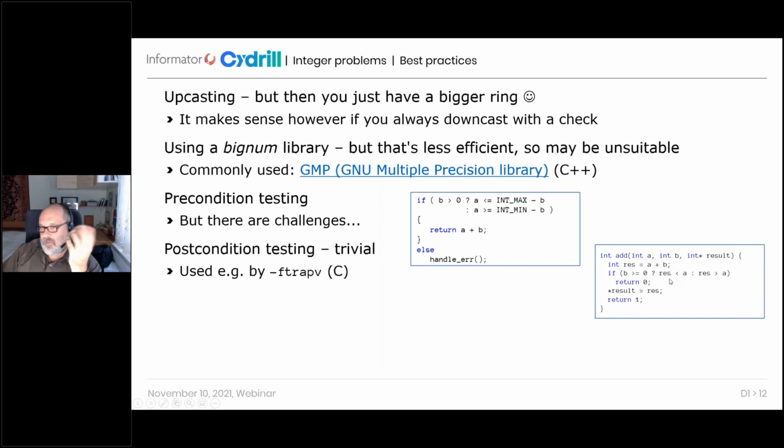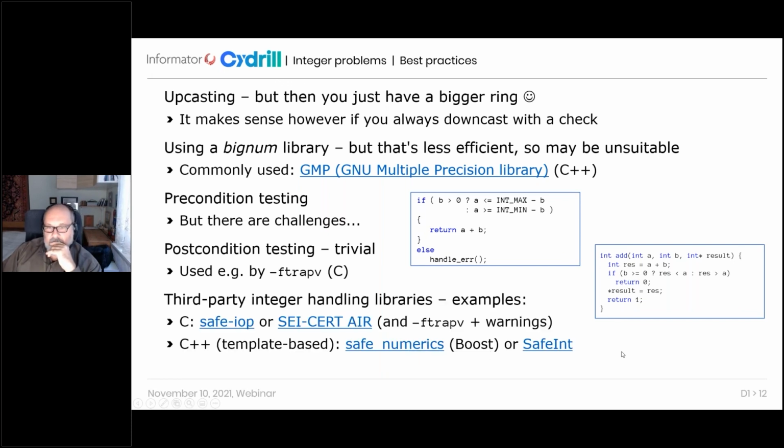So if for a positive b, a plus b is not bigger than a, then we detect that we cross the red line. It's so simple. If b is negative, then a plus b should be smaller than a. If it is not, we cross the red line. So basically, this is something we can easily detect. So in this case, we do the arithmetics and check the result afterwards.